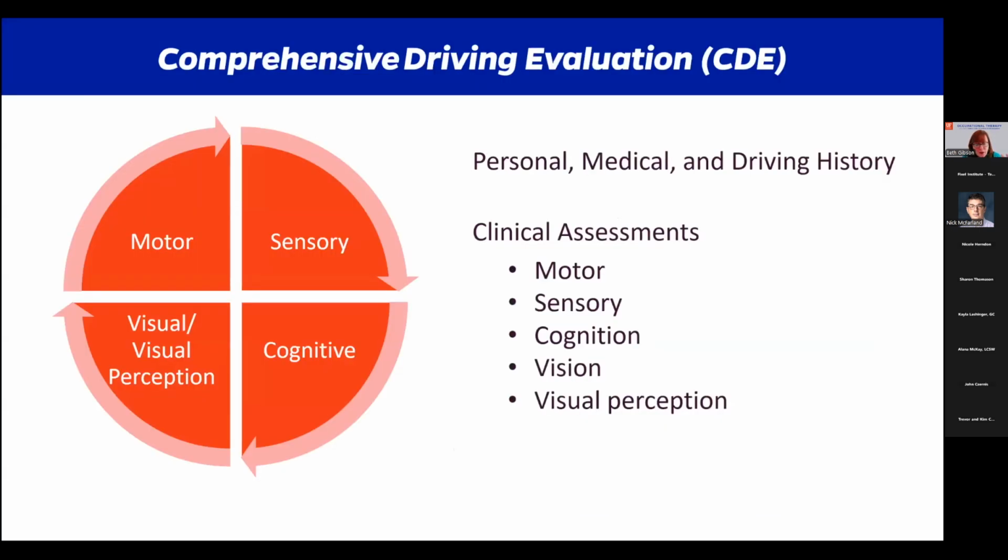So what makes up a driving evaluation? We call it a comprehensive driving evaluation. The first thing that we do is get your personal history, your medical history, your driving history. So we want to know, how long have you been diagnosed? What are your symptoms like? And then what's your driving history? Are you somebody that drives regularly? Have you already made some changes to your driving? Have you already self-limited, only driving in familiar areas?